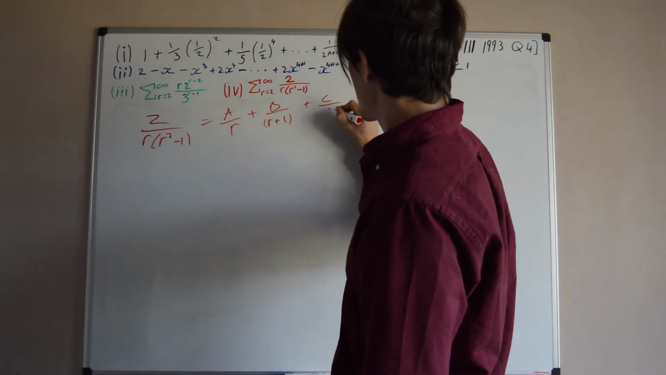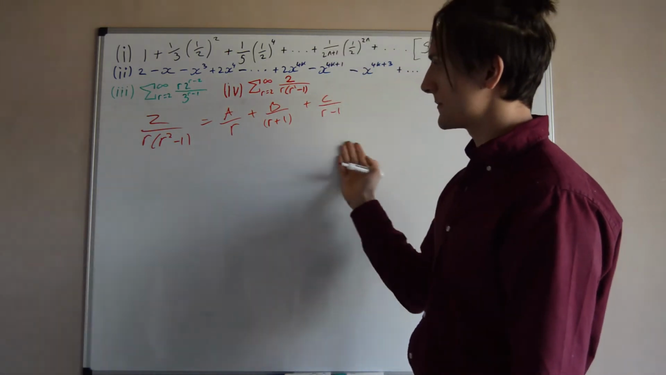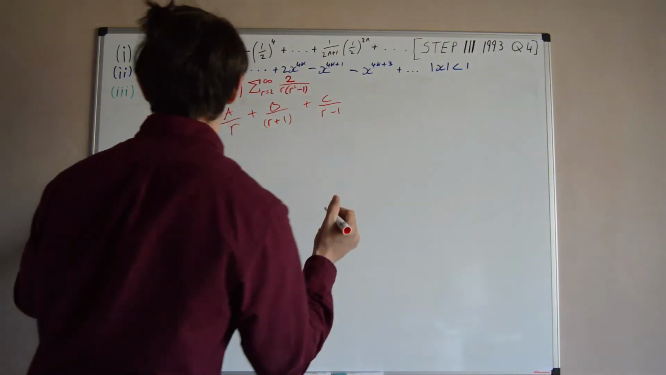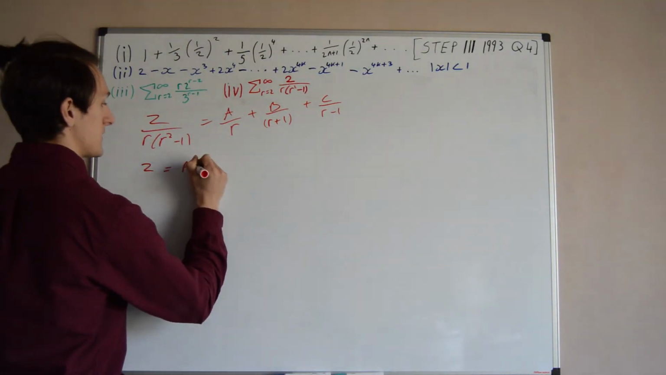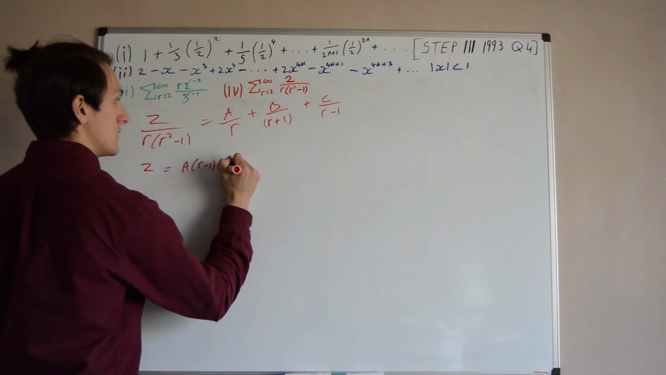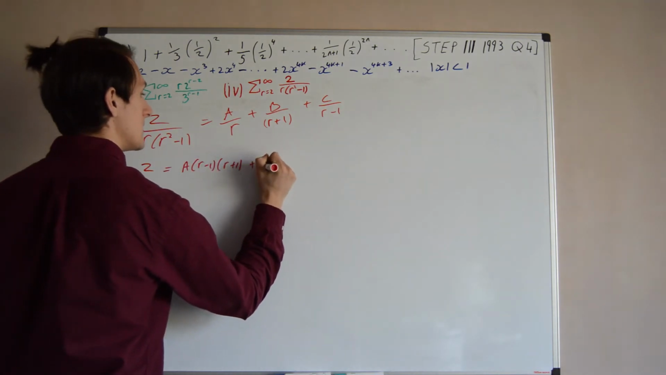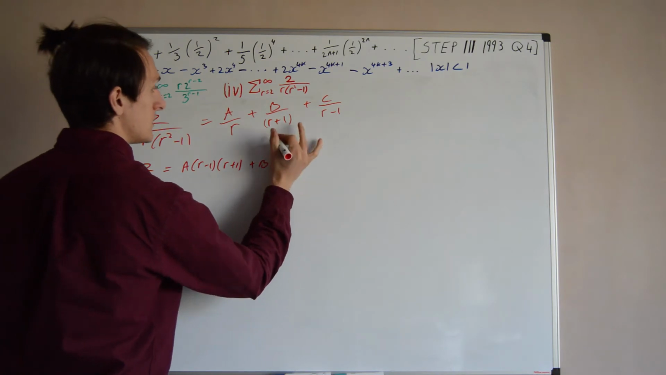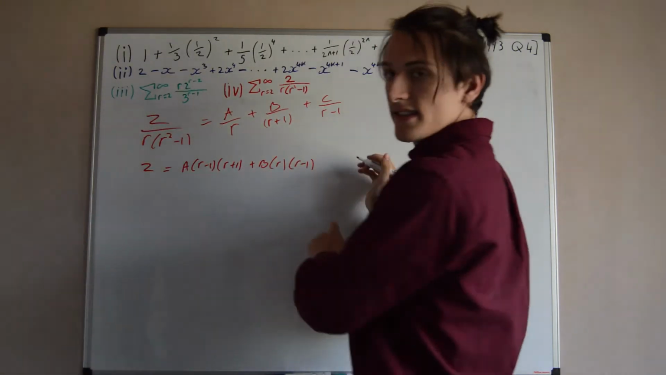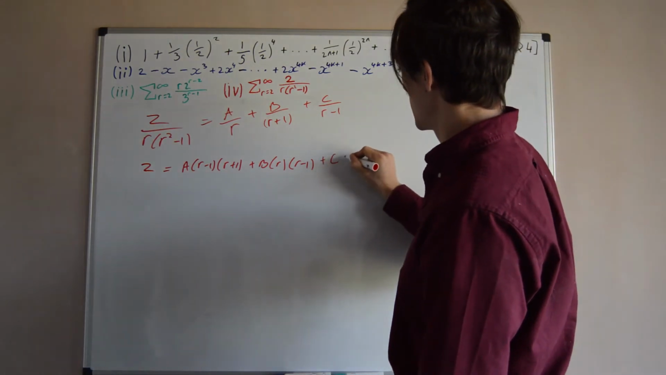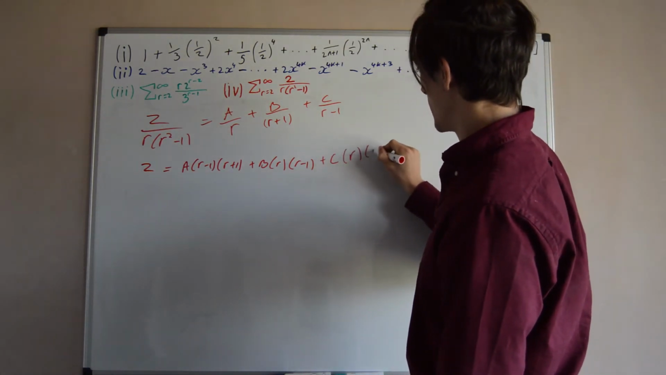And finally c over 1 minus r. Okay? And then, well, let's just try this. So 2 equals a, I'm going to times by 1 minus r, 1 plus r, and then here b I'm going to times by r and r minus 1, and then c is going to times by r and r plus 1.